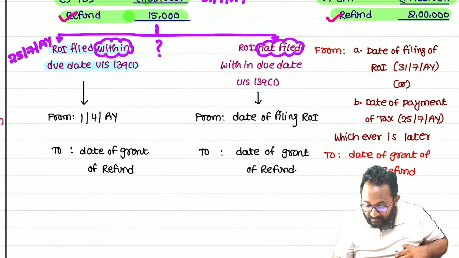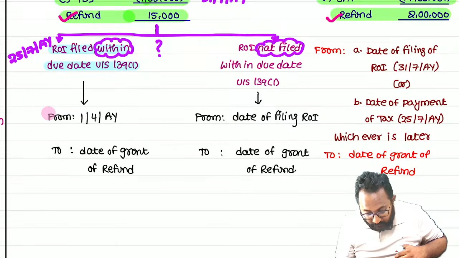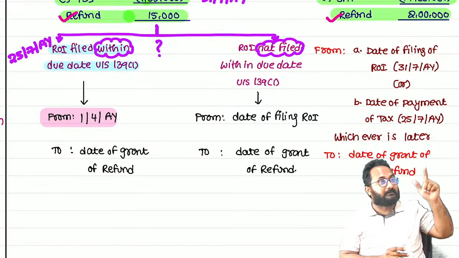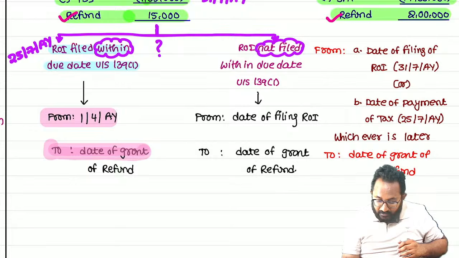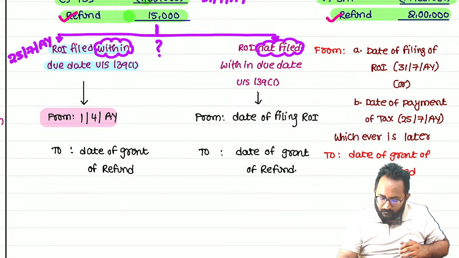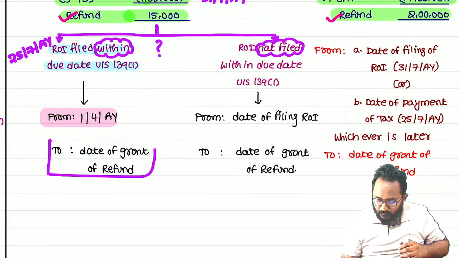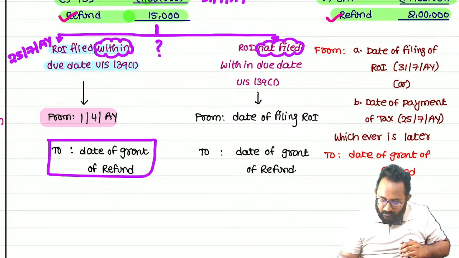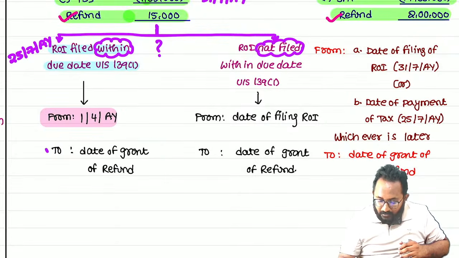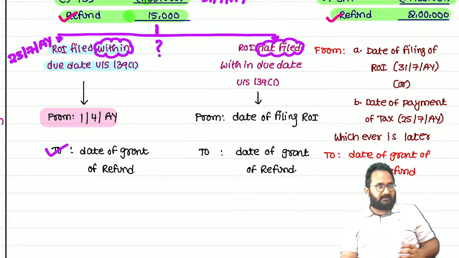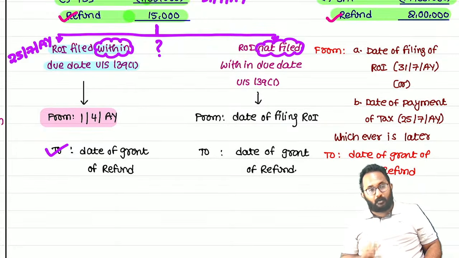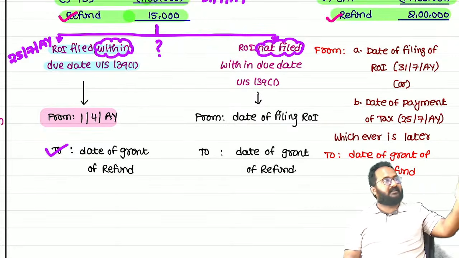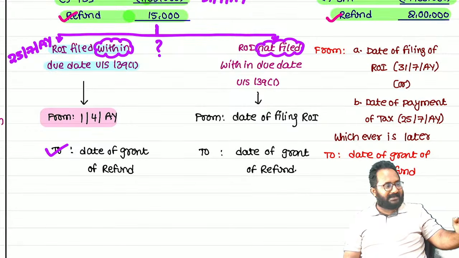Even though you file the return on this date, from which date will you get interest? From 1st April, the first day of the assessment year, up to the grant of refund you will get interest. The grant of refund is different, the receipt is different. Here we have to take the date when they granted the refund.